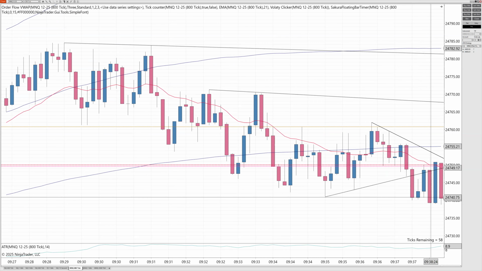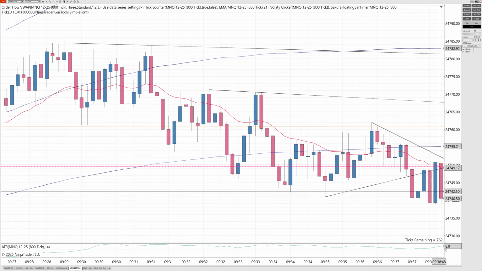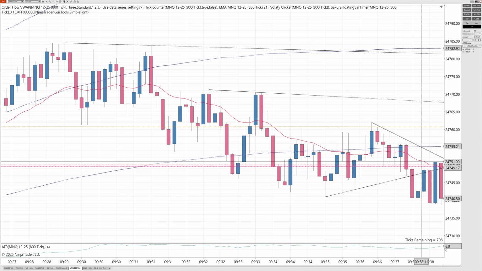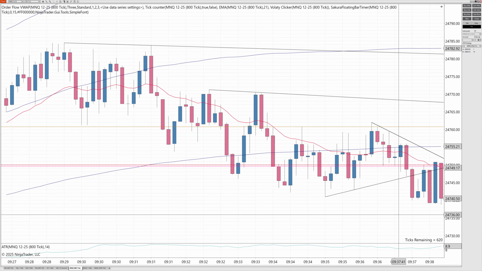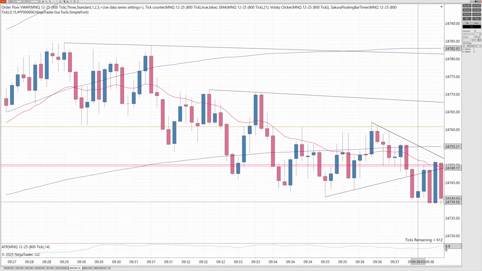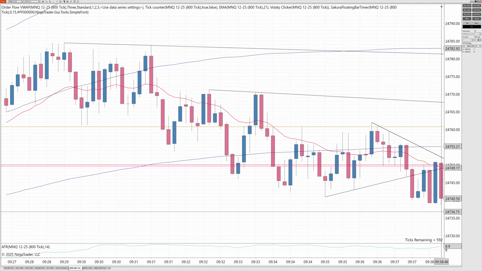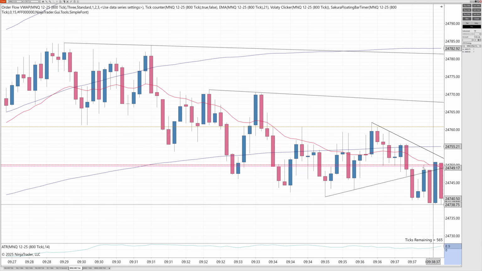Okay, so now if this candle triggers lower, notice it closed below 750. It closed below the EMA, the 21 exponential moving average, and we're now way below this trend line that's no longer valid because we've closed below it a few times. If this triggers lower, we will take it. And it did.